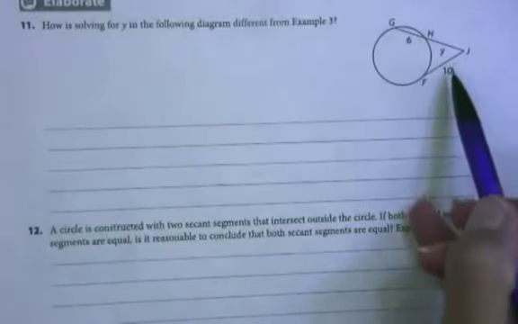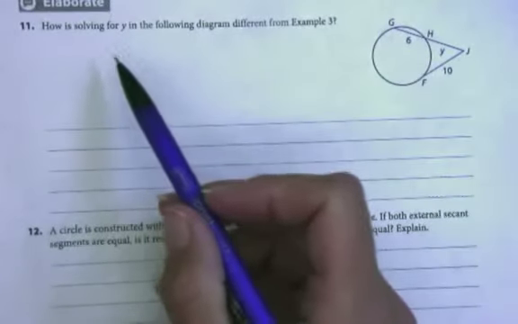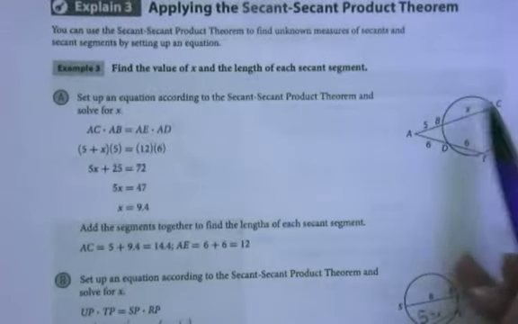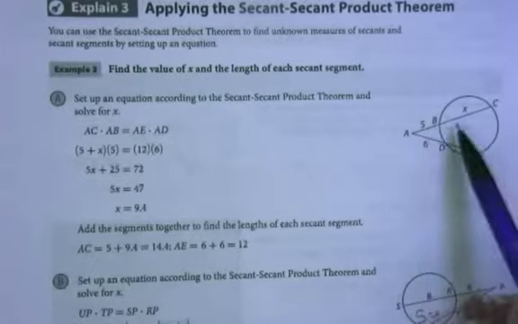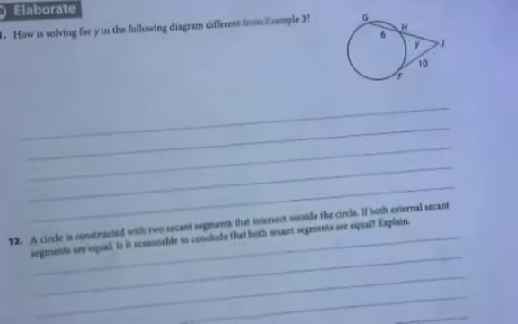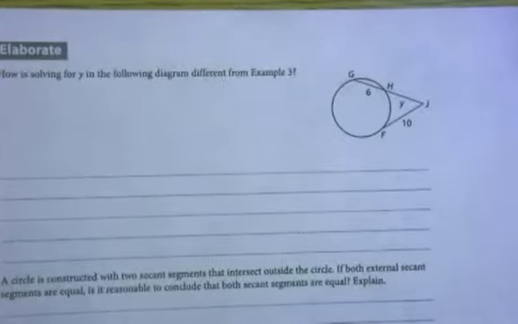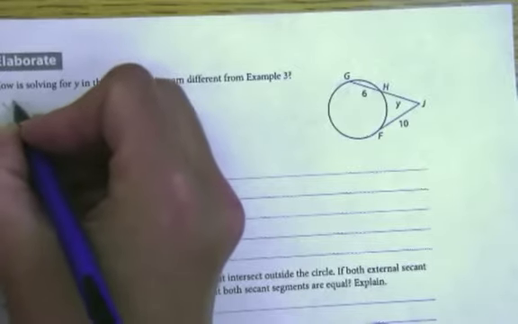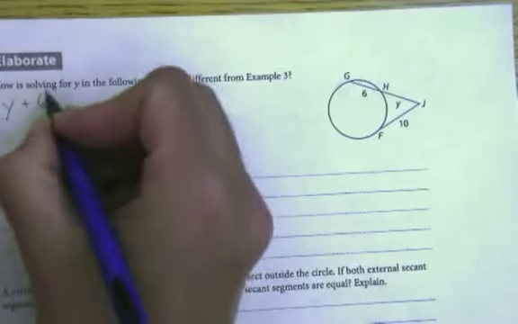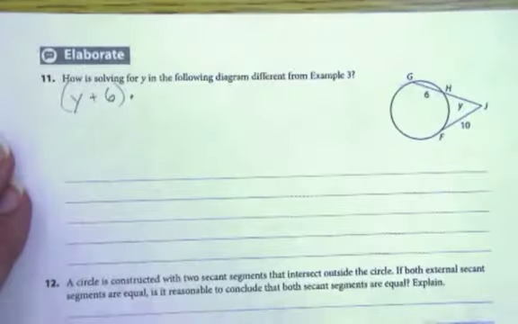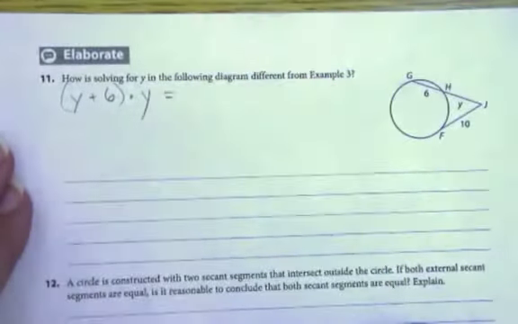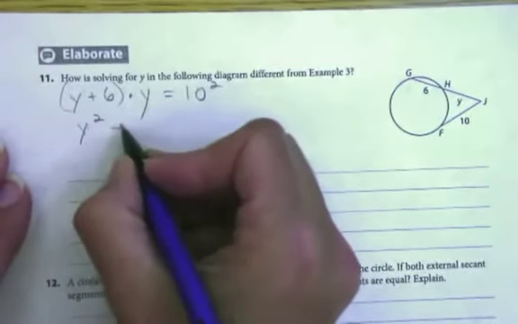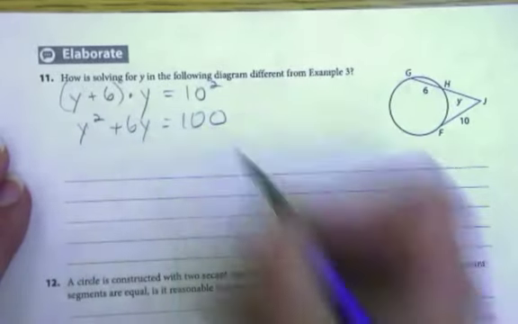In the elaborate problem, they're asking how is solving for y different from how we solved in example 3. So in example 3, notice where the variable is. It's the internal part of the secant. Here, the y is the external part. So what does that mean? It means that my equation will be y plus 6, the whole thing, times y equal to 10 squared. So that means I'd have y squared plus 6y equals 100.